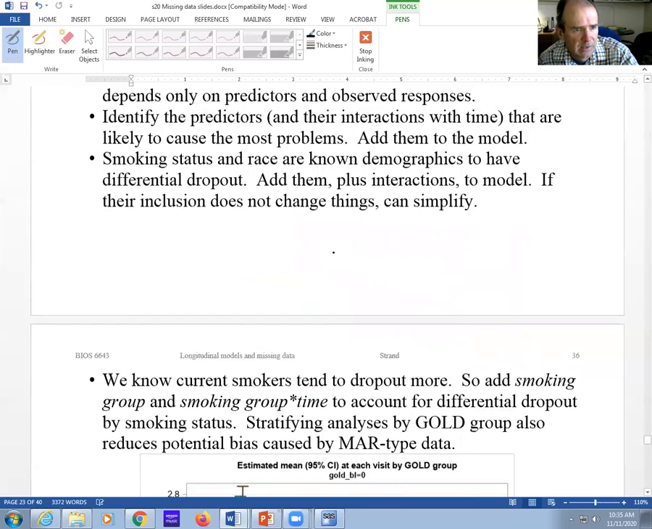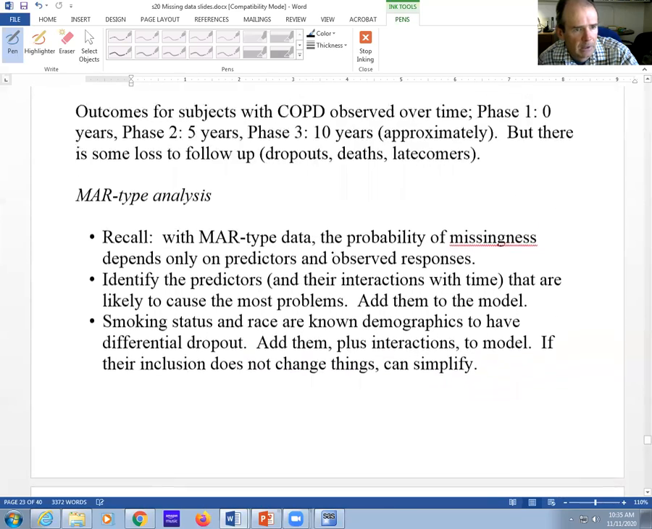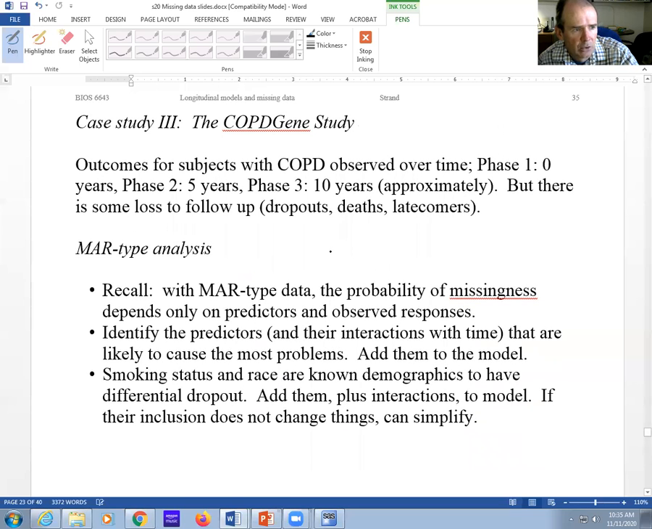But these slides essentially show you what you get if you make a missing at random type assumption, or if you make a missing not at random type assumption. I think the slides are fairly straightforward. I'll let you guys read those.